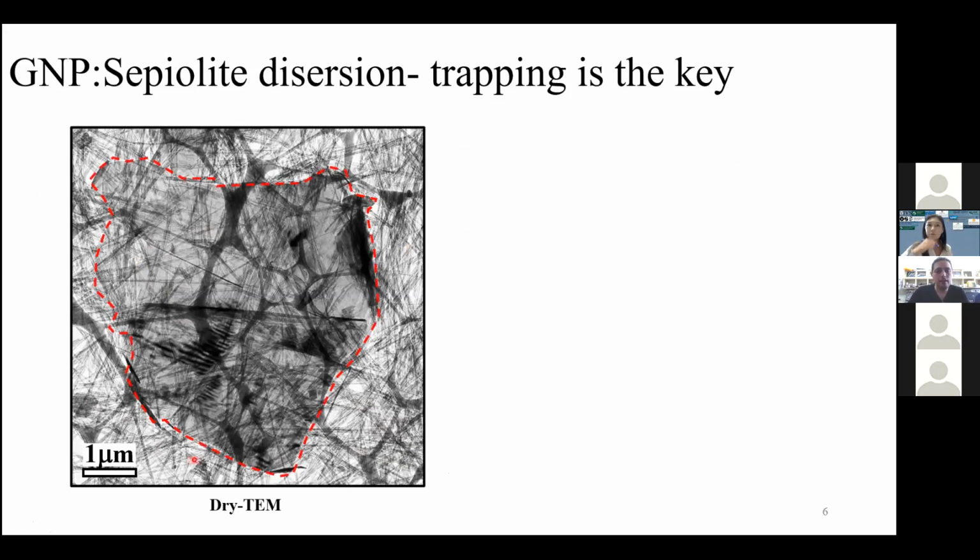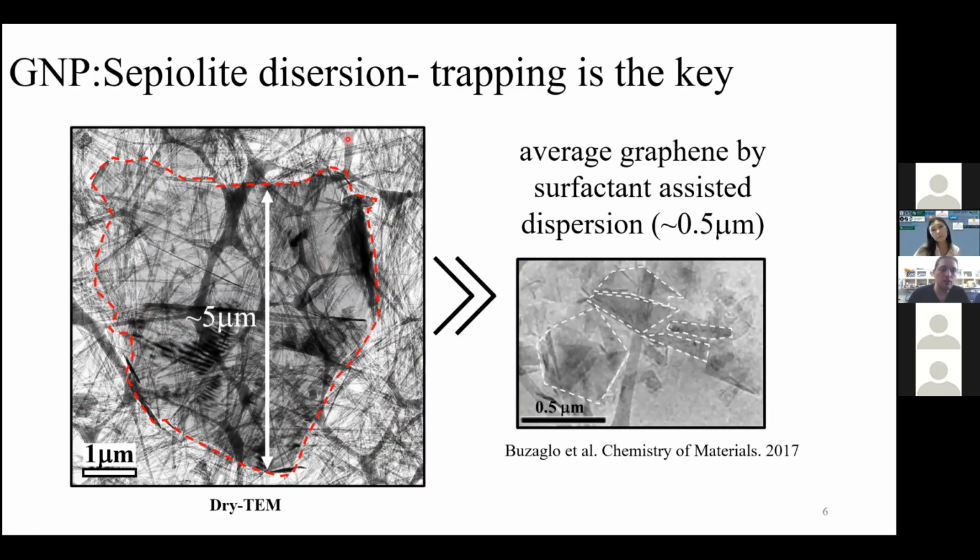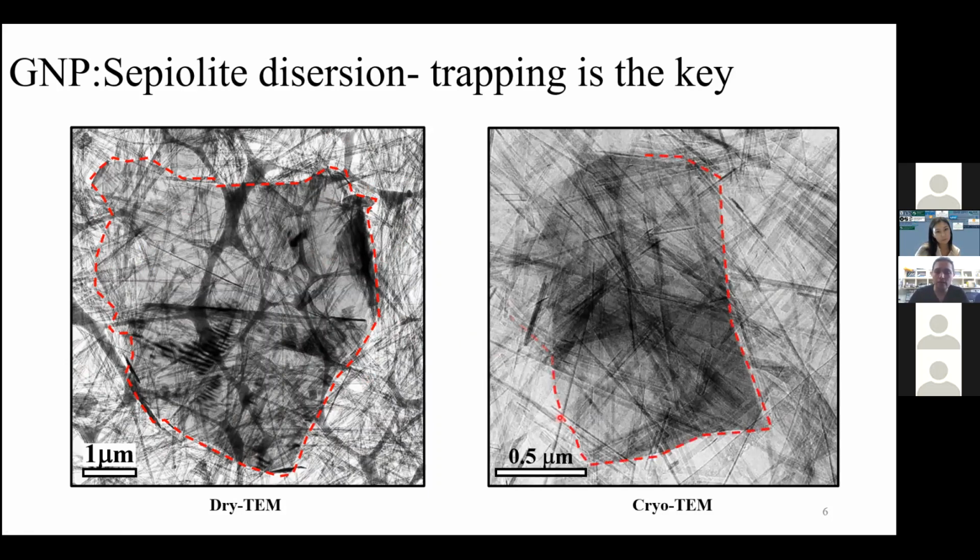If we look at the TEM micrograph over here, we have the graphene and we have the Sepiolite strands all over the place. And if we look closely, the lateral size of our trapped graphene is 5 microns, which is basically an order of magnitude higher than what we obtain by conventional dispersion methods. Because we are working on dry TEM, we wanted to make sure that this really represents the behavior in liquid dispersion. So we also did cryo-TEM over here, and you can see basically the same image.